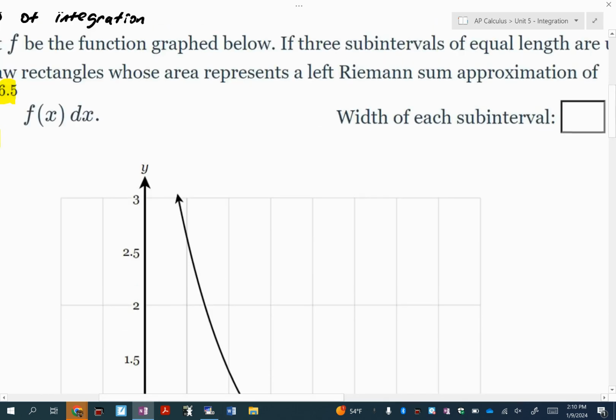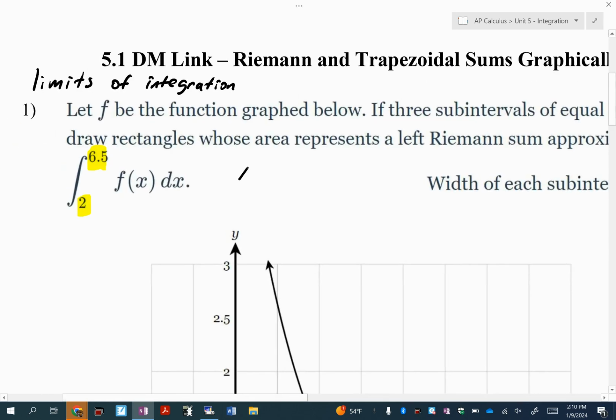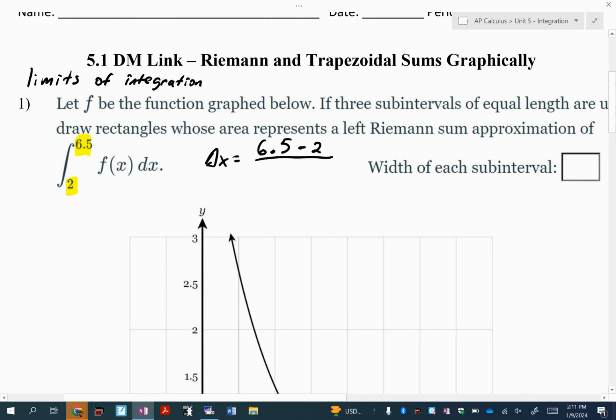The first thing I want you to do is find what we call the change in x, or delta x. Take your limits of integration, in this case 6.5 minus 2, and divide that by how many subintervals they want us to use, so essentially how many rectangles. In this case, the problem says to use how many subintervals? 3. That number will change depending upon what they put in the problem.